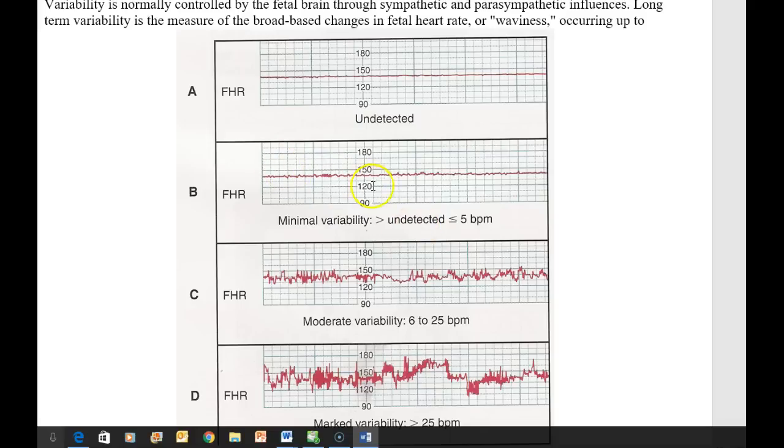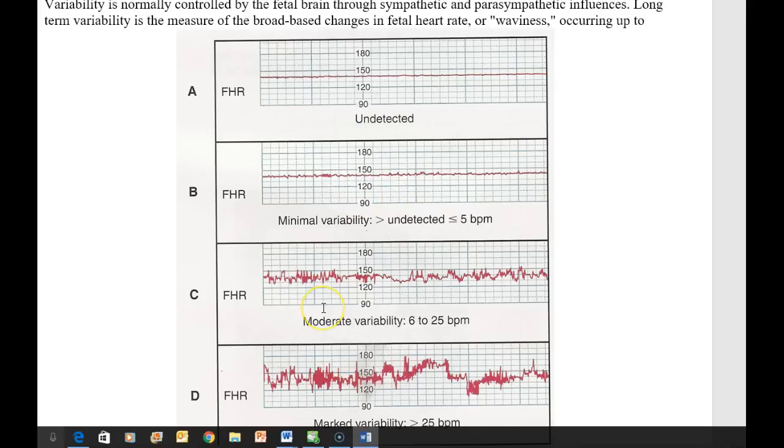So you can see this is a little bit more wavy, and we know we have some brain to heart changes, but not very much. So it's okay only for 20 minutes out of every hour, because babies sleep 20 minutes out of every hour. So if we have minimal variability, a lot of times the intervention will be to get some caffeine, get something sweet, give it to the mother so it passes over the placenta, and the baby gets it and wakes up.